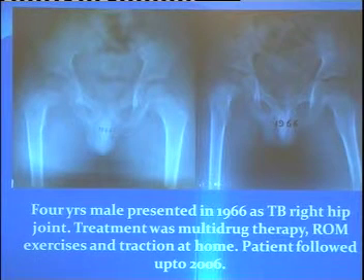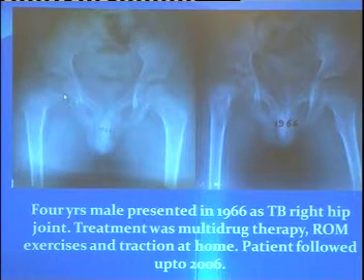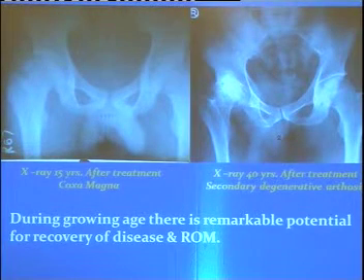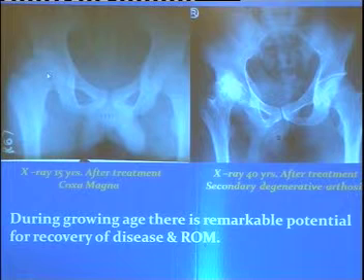These examples can be multiplied. Look at this one, presented 1966, probably stage 2, gross diminution, erosion, osteoporosis, on treatment, functional treatment. Roughly 15 years after, the disease has healed, but the femoral head has undergone coxa magna. What is coxa magna? A large head.